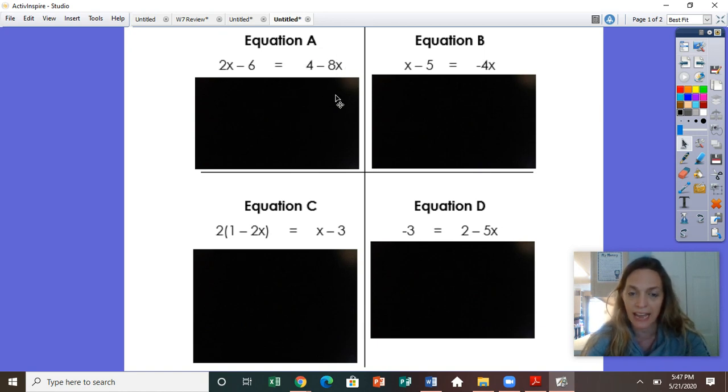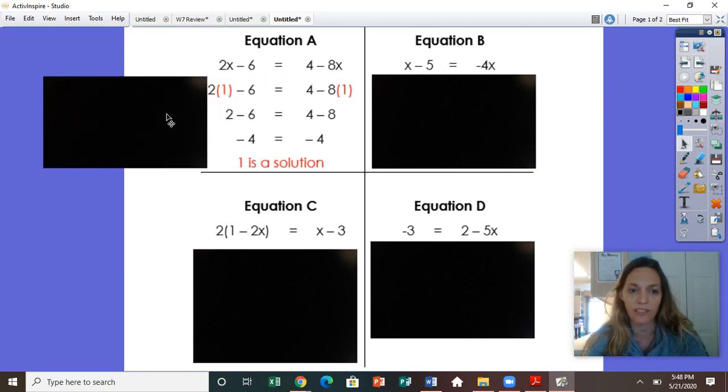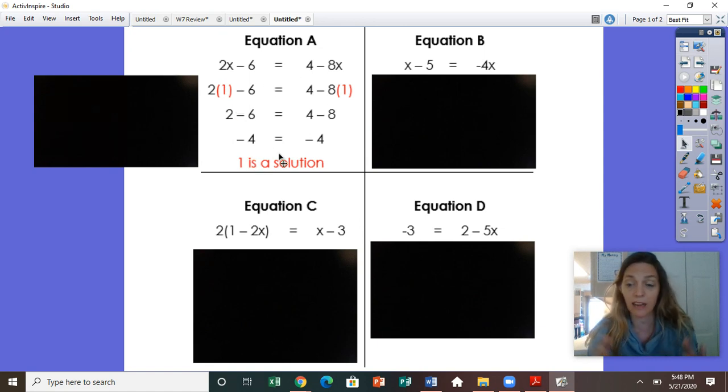So like for equation A, I'm going to look over here first. If I made the x equal to the number 1, it would look like this. It would then say 8 times 1, and then I'd follow the order of operations, do multiplication first, so I'd get an 8 there. Then I'd do 4 minus 8, which would give me negative 4. When I go to the other side, when I fill 1 in for the x, it would be 2 times 1, which is 2, then minus 6, which is negative 4.